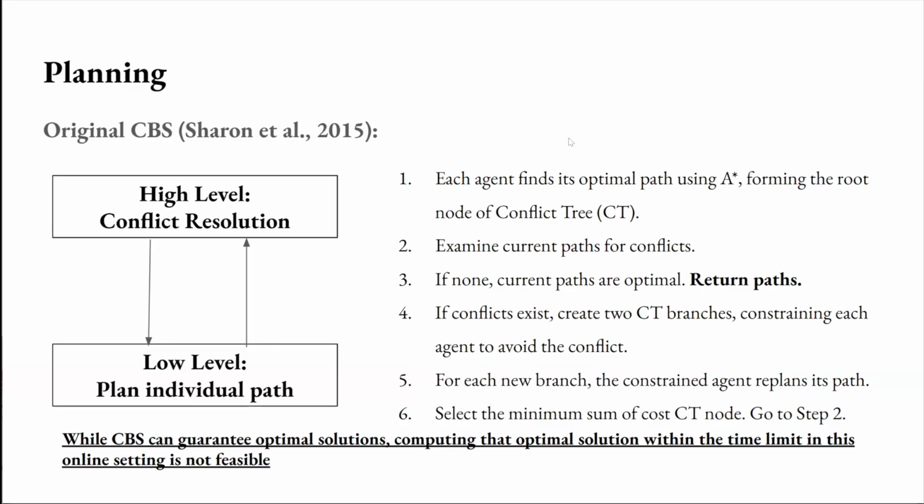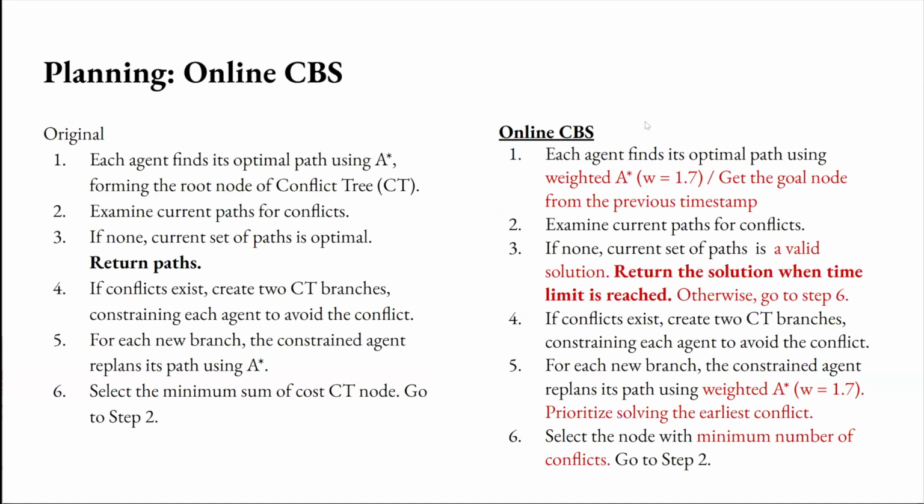And therefore, this motivates us to consider an online variant of CBS. And here is the comparison between the original approach and our approach. There are various differences. The first thing is that we use the weighted A star when we are finding the paths, mainly because of efficiency, and particularly because in this setting, we're not just considering the move action, we also need to consider the turning action. So this means that the search space is even larger. So we want to find an algorithm that has a faster search for the paths.